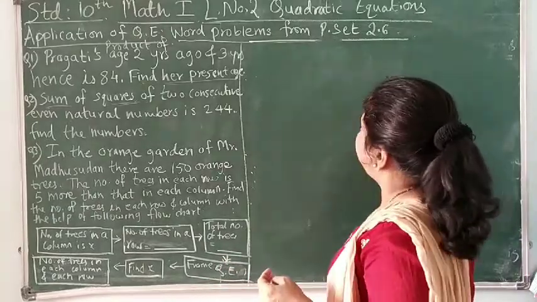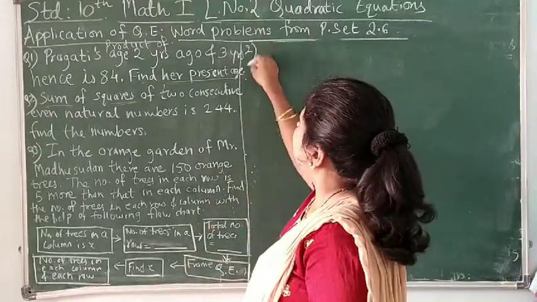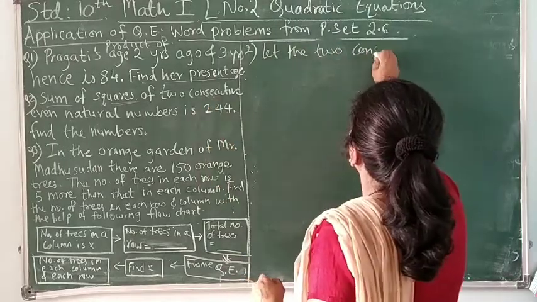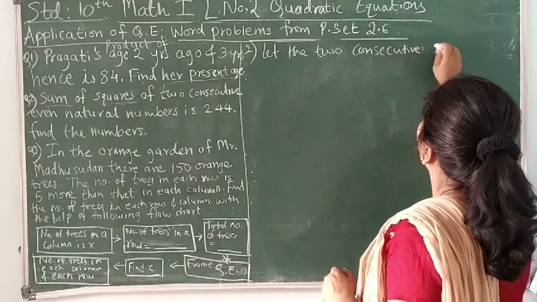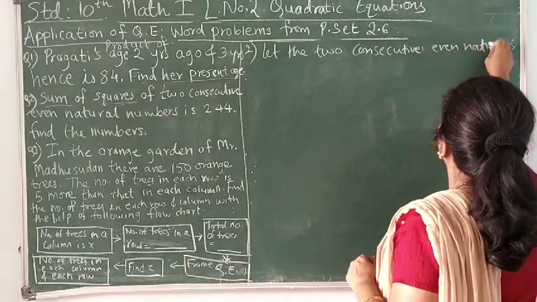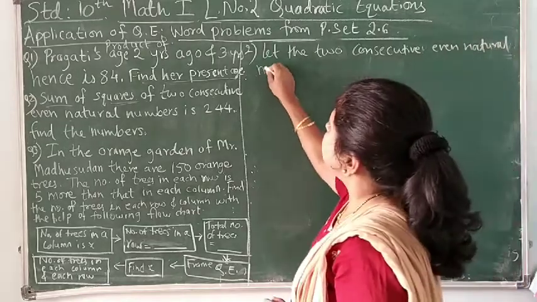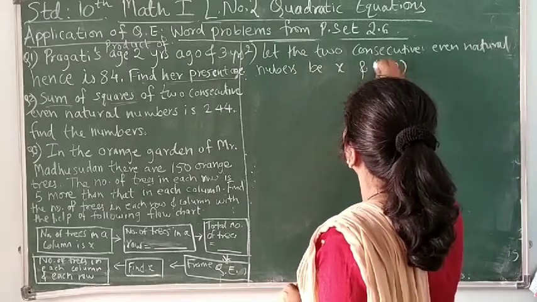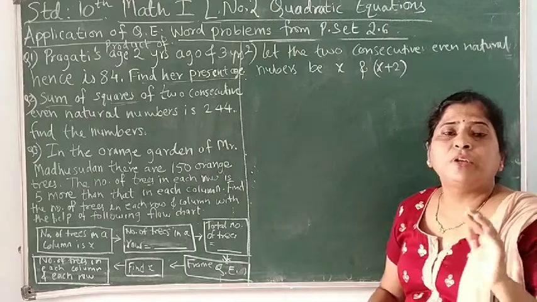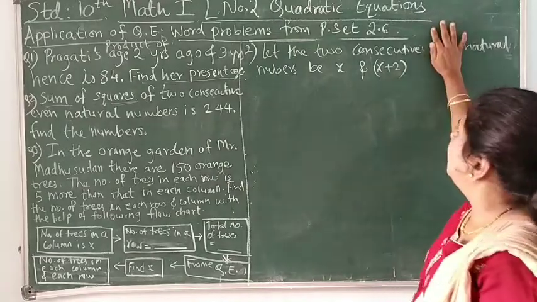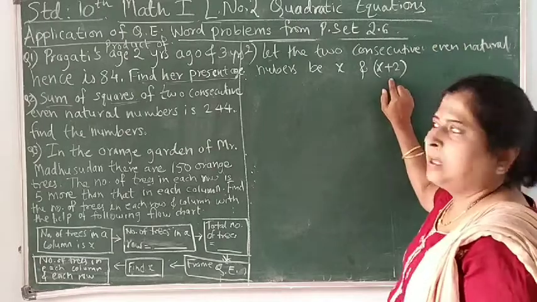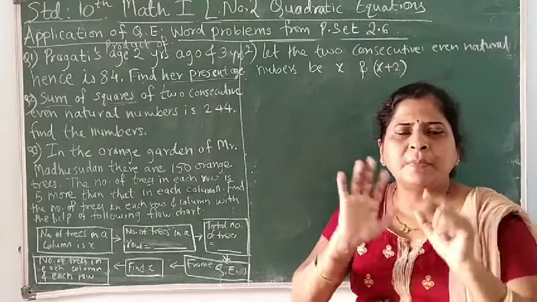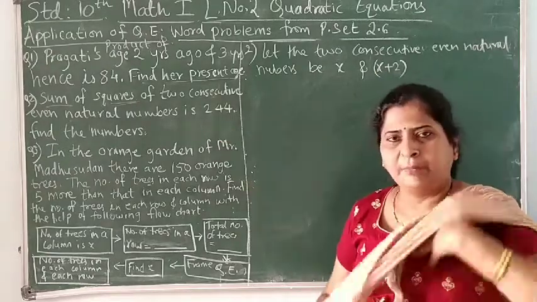So we have to define our variable. In this definition of variable, we will write: let the two consecutive even natural numbers be x and x plus 2. Okay. So these are the two consecutive natural even numbers. If the word even is replaced by odd, it is going to be the same. And if the word even or odd is missing, it will be x and x plus 1. This is a minor difference when the situation is different, but similar to this.